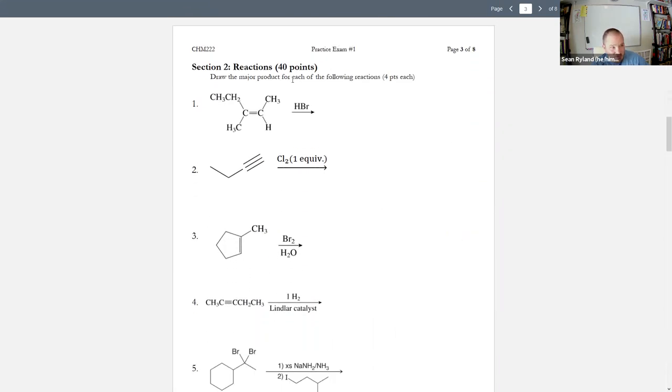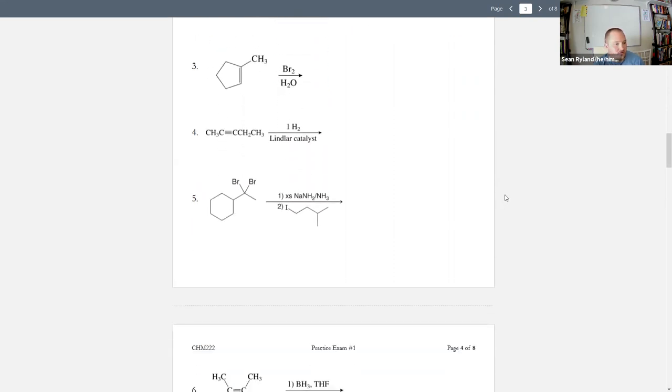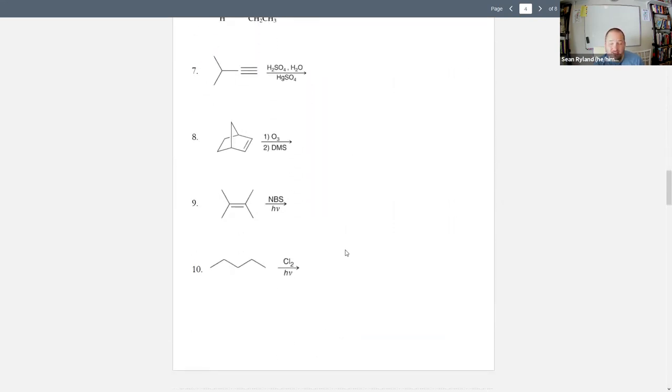Biggest section, to nobody's surprise, is going to be reactions. It's going to be a page that looks very much like this. I'm going to mix it all up, so it's not going to be exactly like this. But it's going to be organic reactant, reaction conditions. You give me the product, just like we've been practicing. And so there'll be 10 of those that are going to be worth 4 points each.